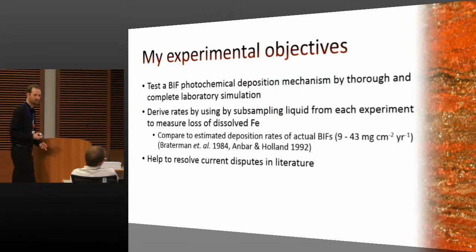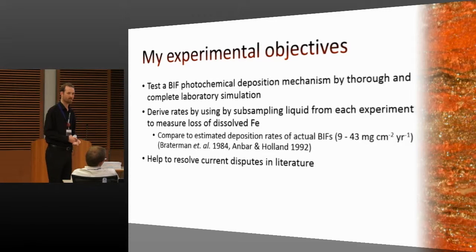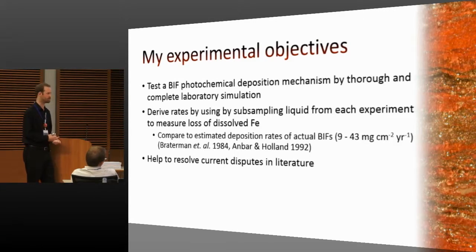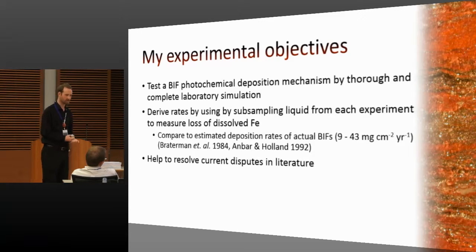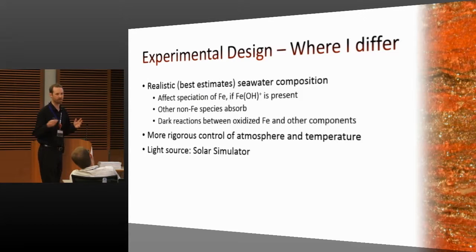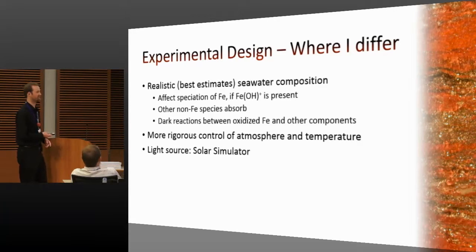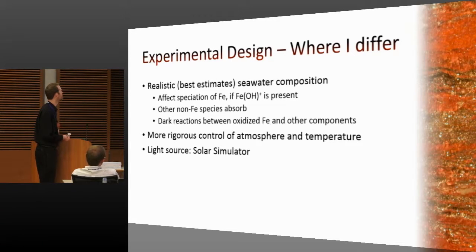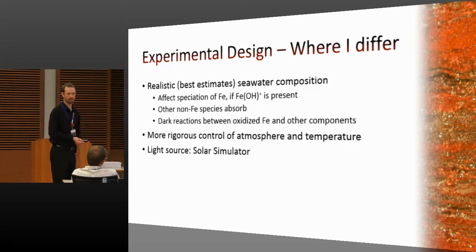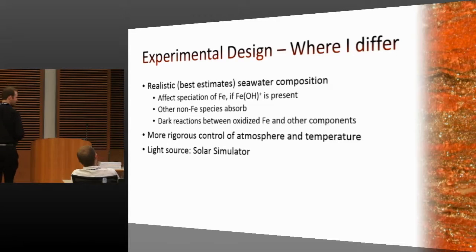My experimental objectives are to test this photochemical mechanism, get quantitative rates by measuring iron loss in solution, compare that to estimated rates of actual BIFs, and hopefully help resolve the current dispute in the literature. What I'm doing differently is having realistic best estimates of seawater composition. Haven't quite figured that out yet. Want to make sure I can actually get things working first. But that could affect speciation. Other non-iron species can absorb. And also, there's great potential for dark reactions between oxidized iron and other components.